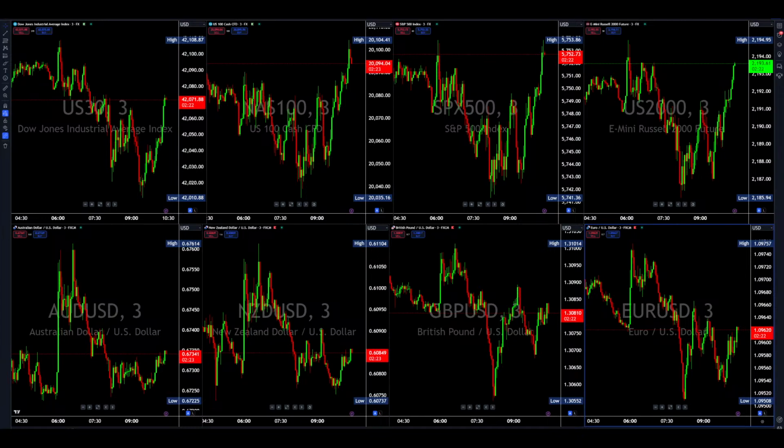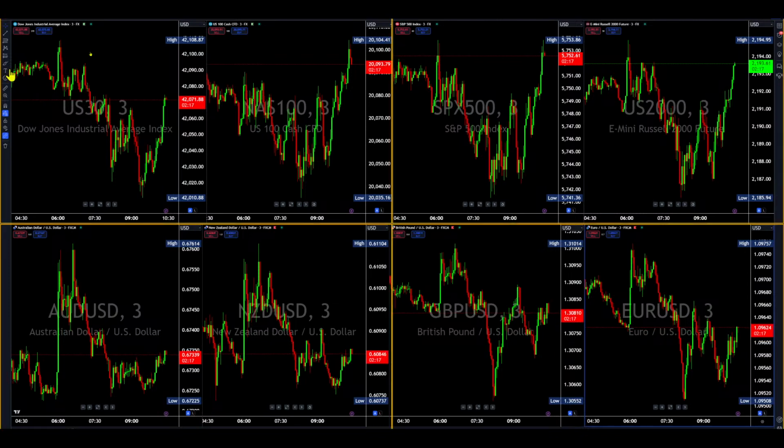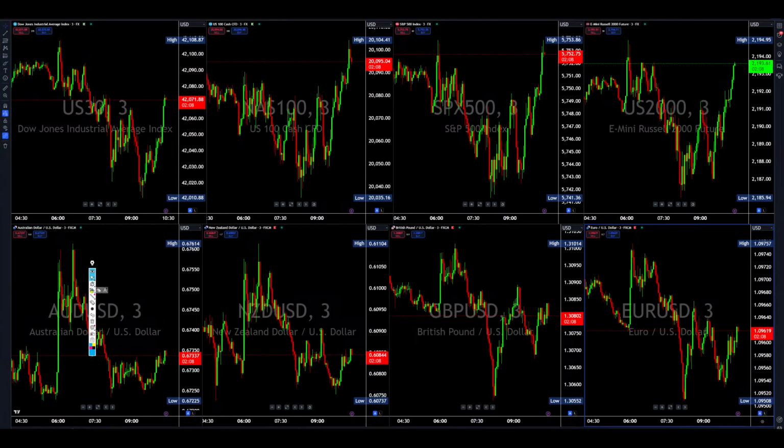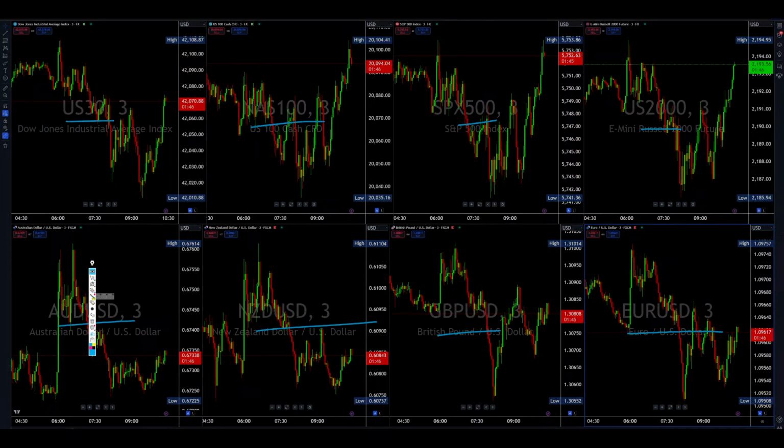All right, so we are having Australian dollar, New Zealand dollar, pound dollar, and euro dollar. These four currencies are highly correlated with the commodities and equities. So we usually pay attention on these 8 charts, and we get the lead, and then we trade on the laggers. So we are having US30, NAS 100, S&P 500, US 3000, and euro dollar, pound dollar, New Zealand dollar, US dollar, and Australian dollar. So this window is very, very important.